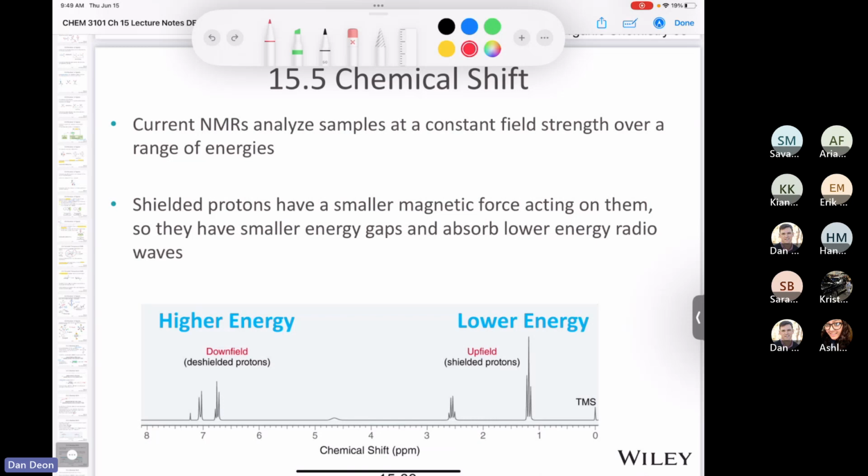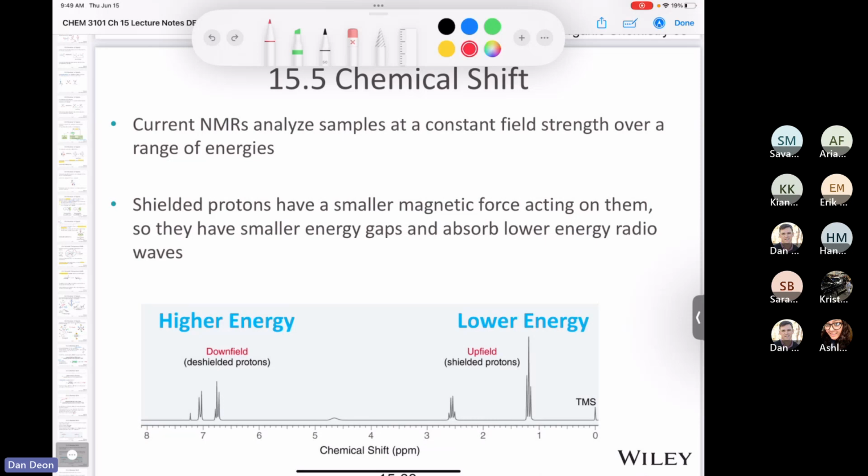So if you have a proton that's de-shielded, there's a bigger energy gap. And so that's going to be a higher energy. So the de-shielded protons are higher energy. So higher energy is going to be more de-shielded. So that's downfield. And then lower energy is going to be more shielded. Anyhow, there you go. So it gives you a little bit of history.